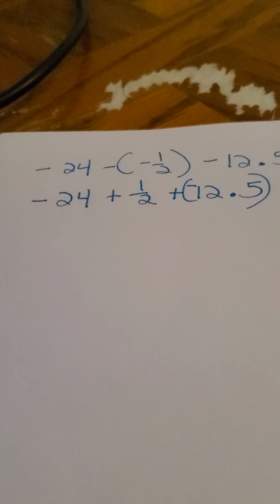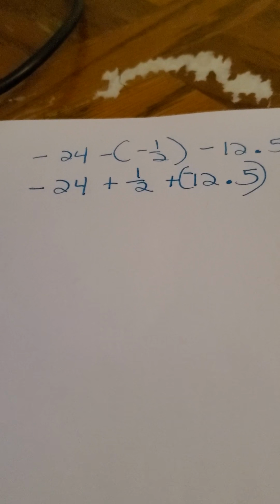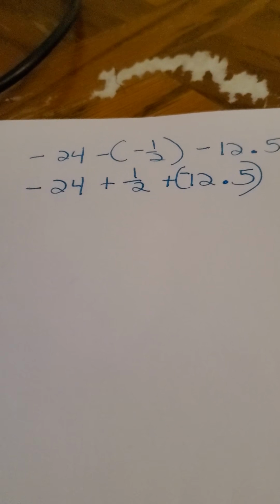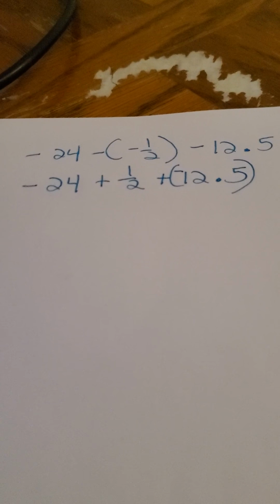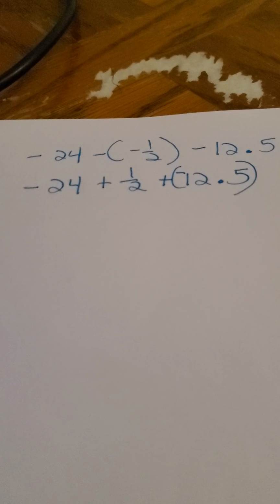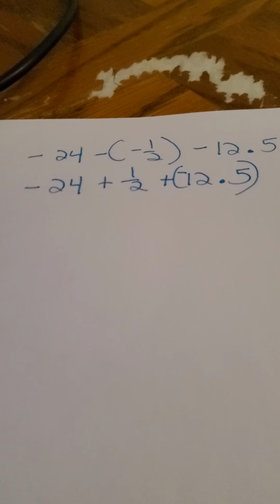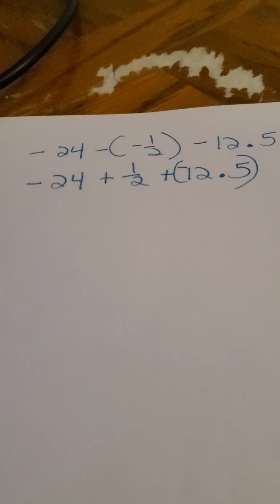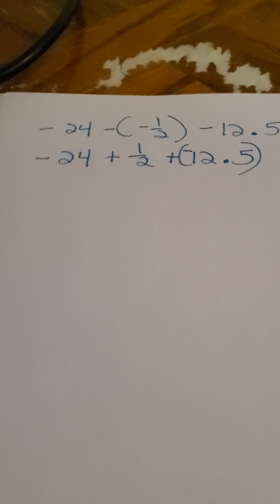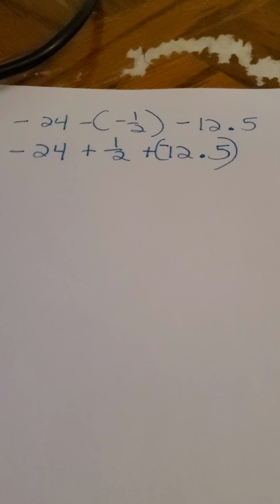Now the question here is, is there an easier way to get this answer? So we have negative 24, a positive half, and then a negative 12 and a half. For me, I would probably add the two regular numbers together and leave the fraction to the end. It just seems to be the best way to go about it because we have two regular numbers and one fraction.